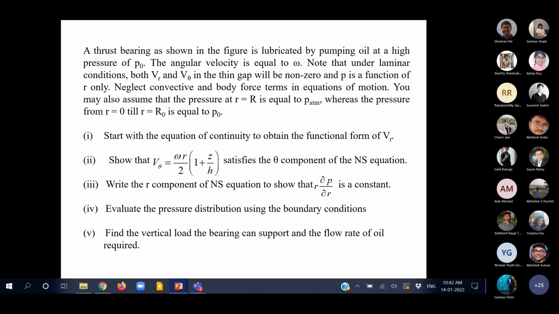But even if you propose some form for the unknown velocity profile, you still have to show that it satisfies the Navier-Stokes equation. So a proposed form of V theta will have to be verified, at least, as to whether or not it satisfies the Navier-Stokes equation.